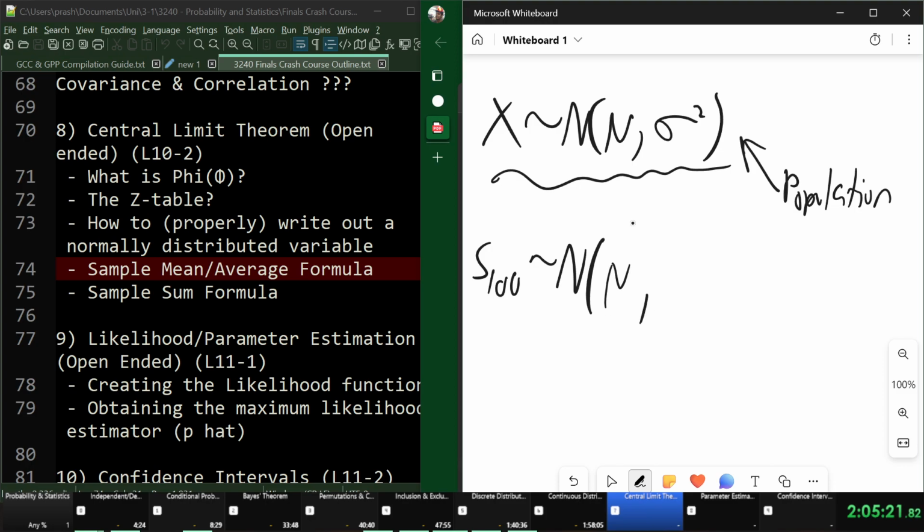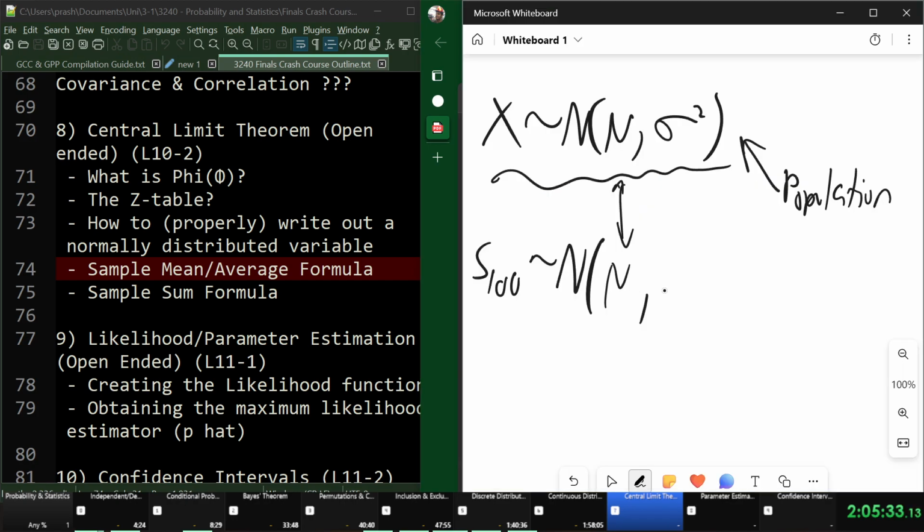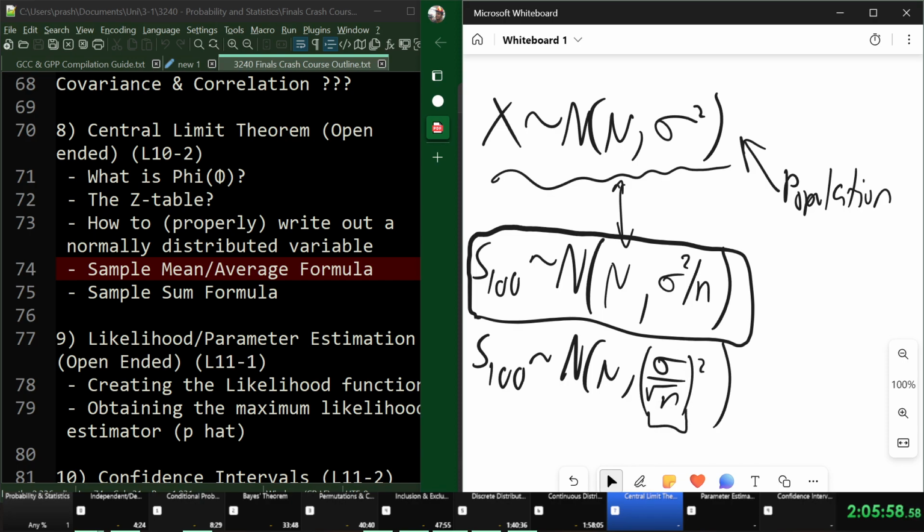Our mean, our average, our expectation will not change. That still stays the same. However, our variance now becomes this, sigma squared over n. This is an important formula to remember, so please do take note of this. Personally, I like writing it as mu, sigma over root n, squared. You can prefer either one, but I like writing this one below because at a glance I can see what the standard deviation is, which can be handy for some other questions.